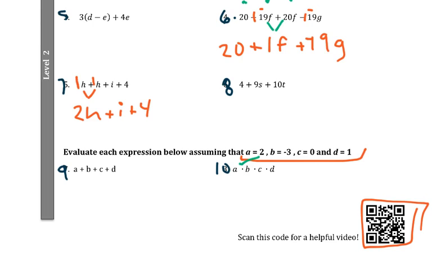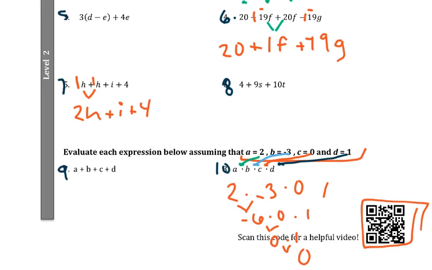So where we see an A, I'm going to put a 2. Where we see the B, I'm going to put a -3. Where we see a C, I'm going to put a 0. And where we see a D, I'm going to put a 1. So instead of having A times B times C times D, I'm going to have 2 times -3 times 0 times 1. And then we can just multiply that through. 2 times -3 is -6. We still have times 0 and times 1. -6 times 0 is 0 times 1. And 0 times 1 is 0. So the answer here is just 0. Is that so great? I hope that is so great for you.